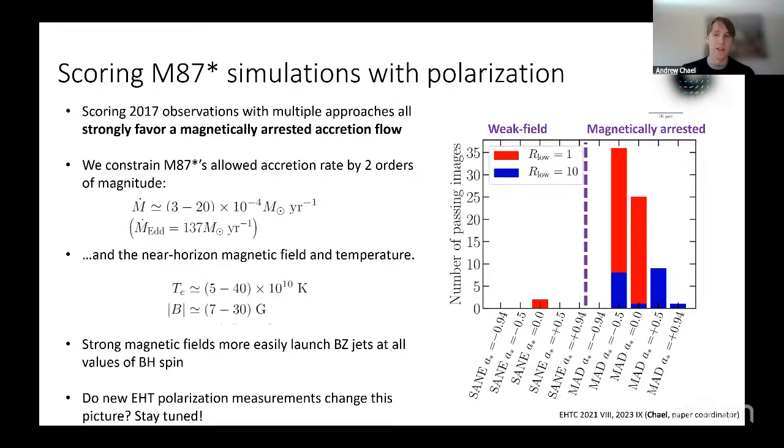Again, this picture, I think, is complicated by our new polarization measurements. And so we still haven't done that full analysis of how these new measurements from later years of observation might change or shift around this picture. But I and many other people in the collaboration are working on that right now. So I think you should stay tuned, and hopefully we'll have some results there relatively soon.